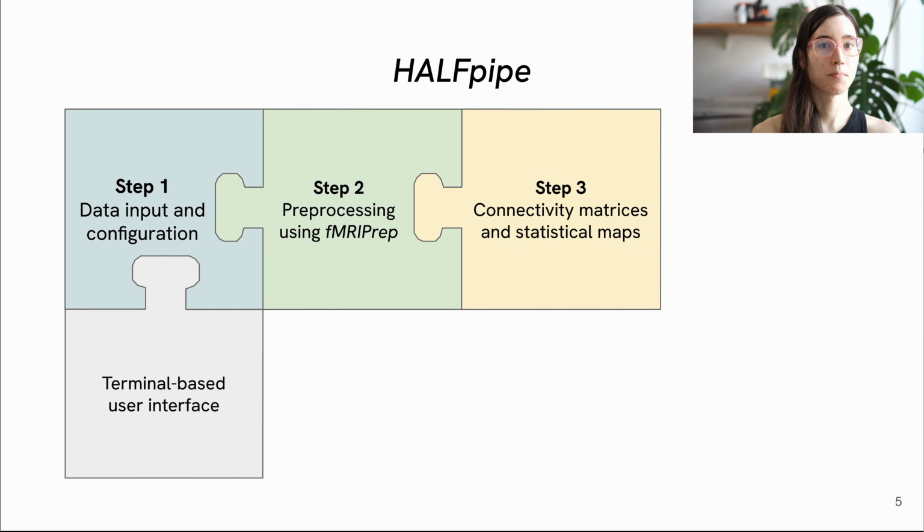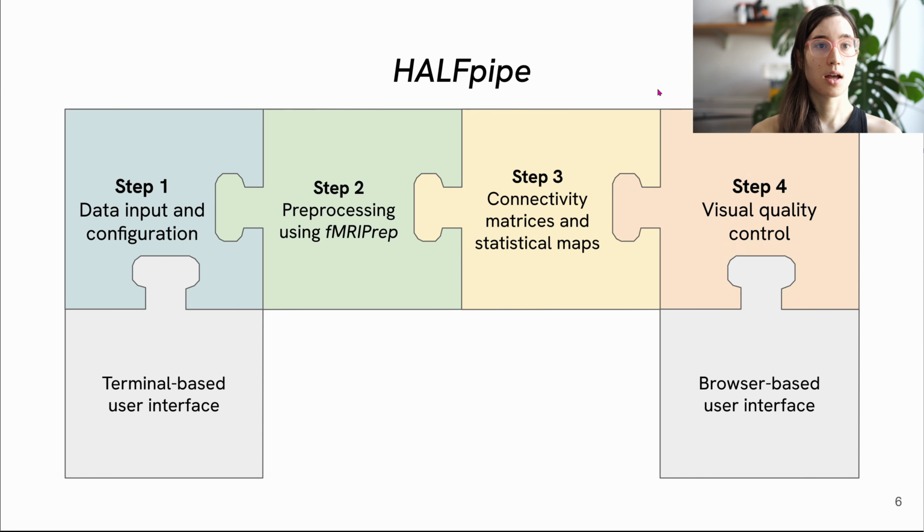So now when I click run, what will happen is that preprocessing will start using fMRIPrep. And once a subject has been preprocessed, HALFpipe will immediately start calculating the connectivity matrices and statistical maps that we've just specified. So this will all happen using standardized workflows to ensure reproducibility. Once processing is complete, and this can be either on your local computer or on a high-performance cluster, we ask all users to perform visual quality control. And of course, QC can be time-consuming, which is why we built a browser-based user interface to streamline this.